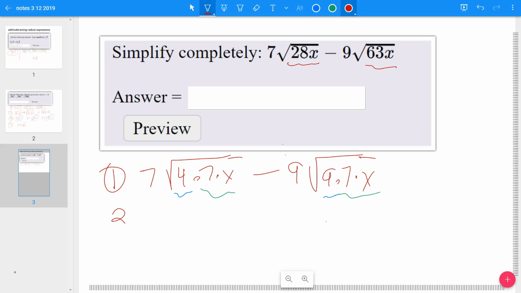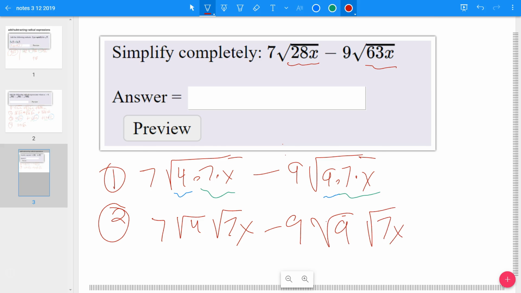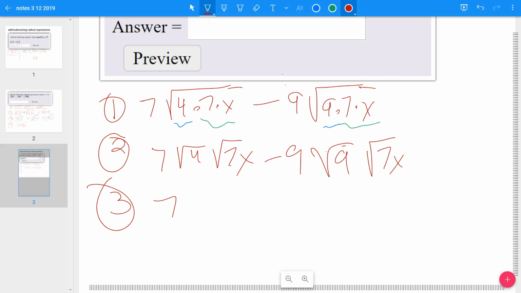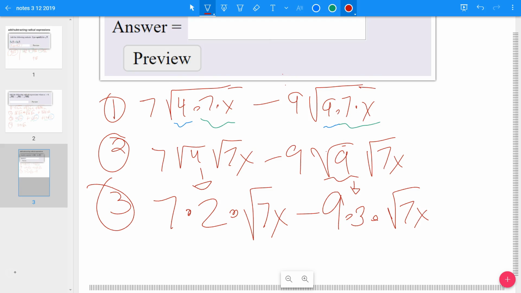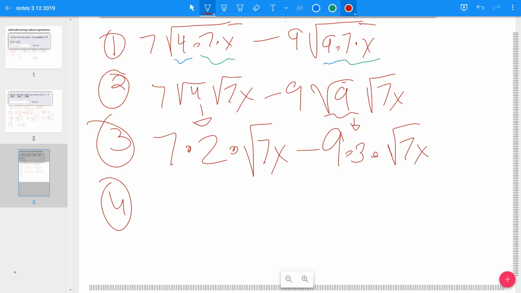Once you've got it in that position, you distribute the root symbol to each factor individually, so the root of 4 times the root of 7x, minus 9 times the root of 9 times the root of 7x. At this point, you take square roots, so it becomes 7 times 2. Remember, the square root of 4 is 2. Then you copy the 7x portion, minus 9. The root of 9 you bring down as just 3. You copy the root 7x. Next, you multiply. So 7 times 2 now is 14 times root 7x, minus 27 times root 7x.